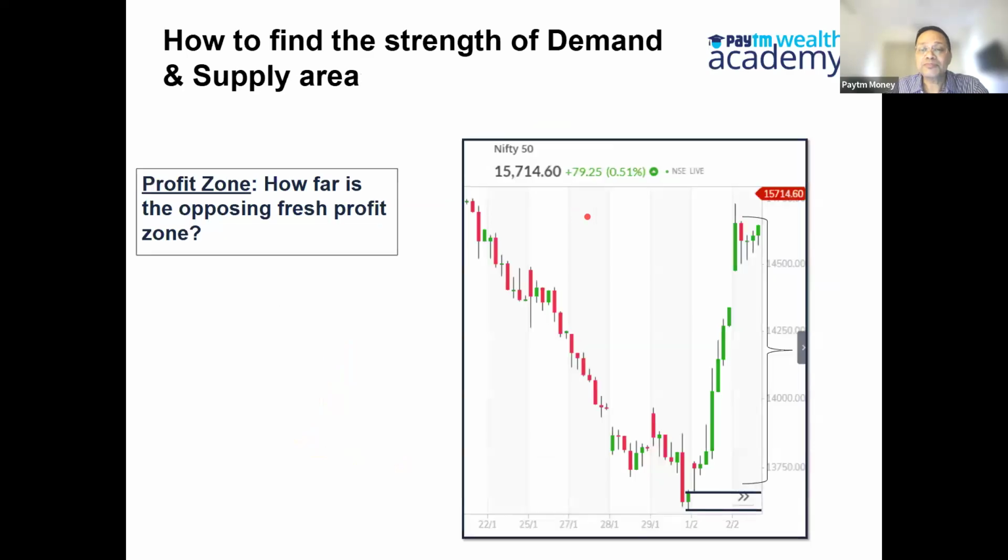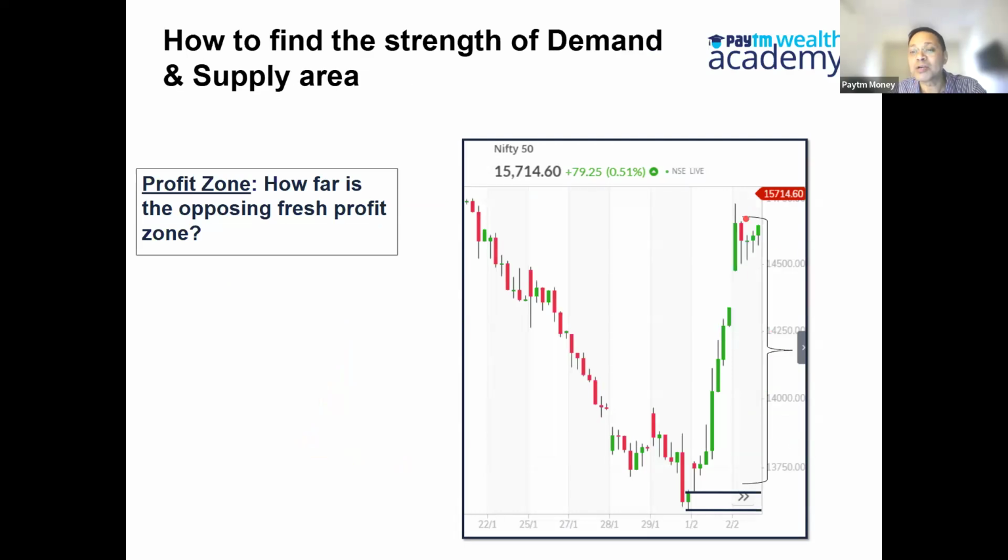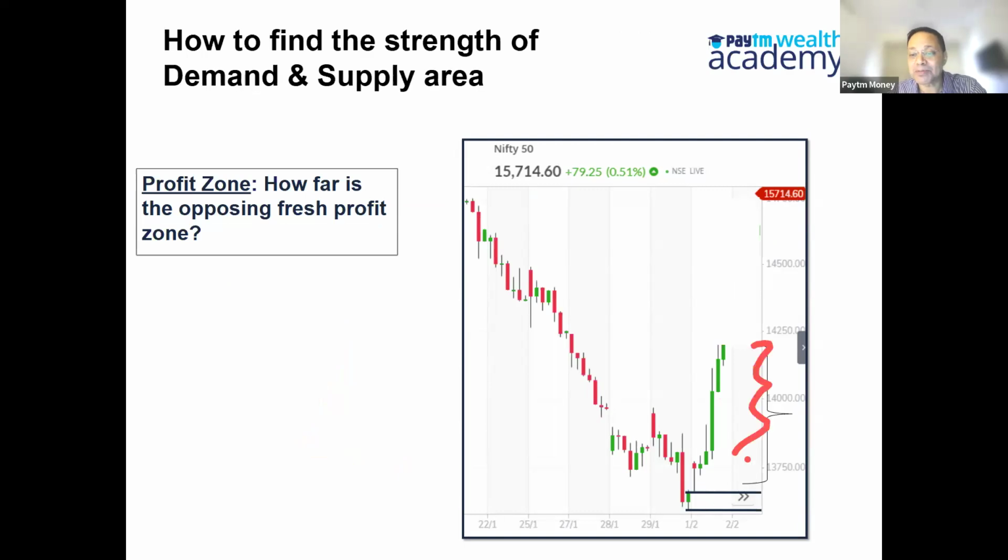Now, second is profit zone. How far? Now see, the price has no doubt moved very sharply from the zone, but it has not moved much, right? But if you compare, look, this is a very good zone because the price has moved pretty high from here, pretty far from the origin of the zone. But in this case, the price has not moved far.